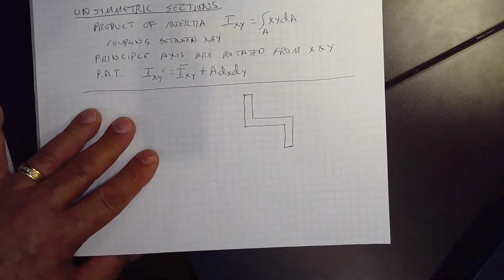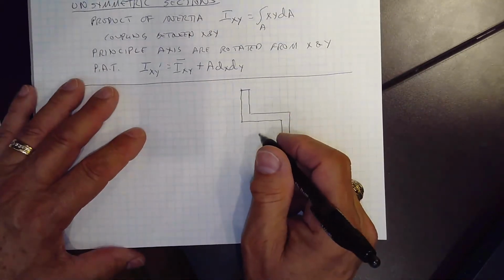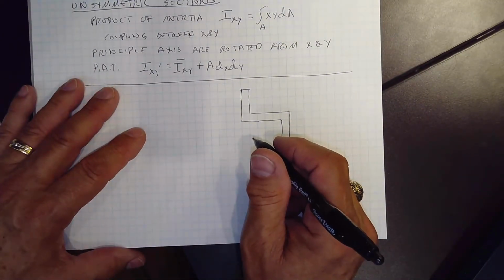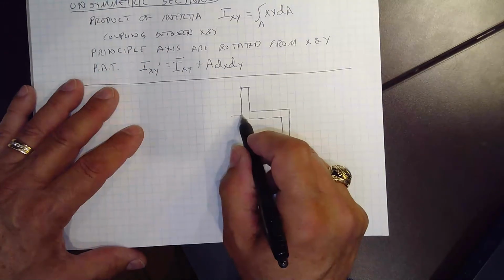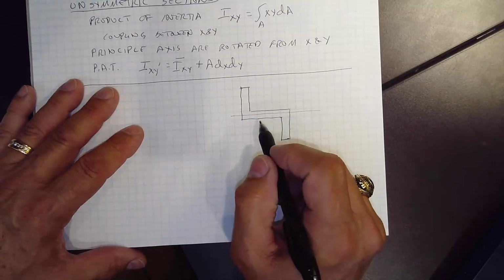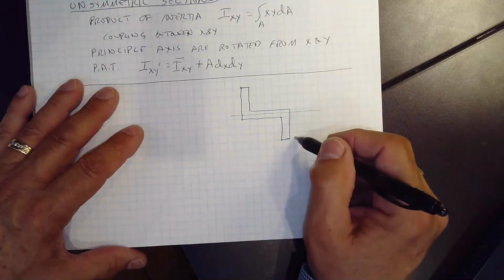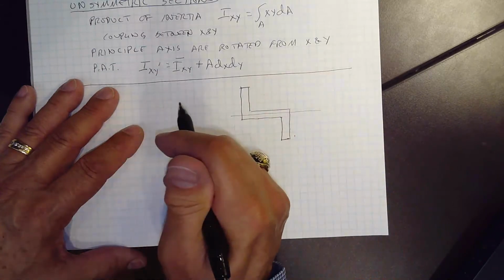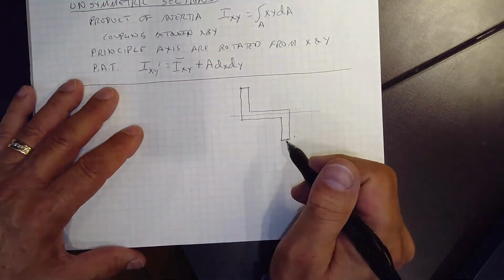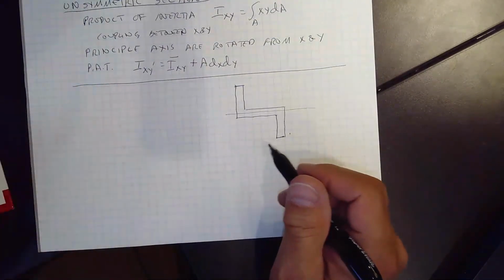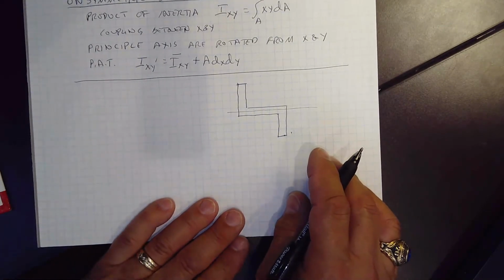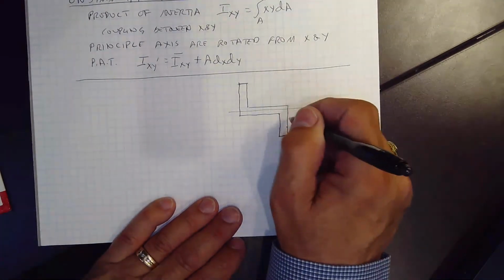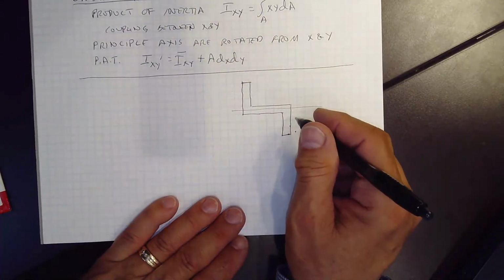Well, this actually has an axis of symmetry, doesn't it? Because if I draw a line through here, there's as much area on the top as there is on the bottom. All right, but let's go ahead and calculate. So we would just show that there is no product of inertia, that when I went through the process, I'd get 0. But what if they were different? What if this had a different thickness, or this had a different length, then we'd have to go through this.